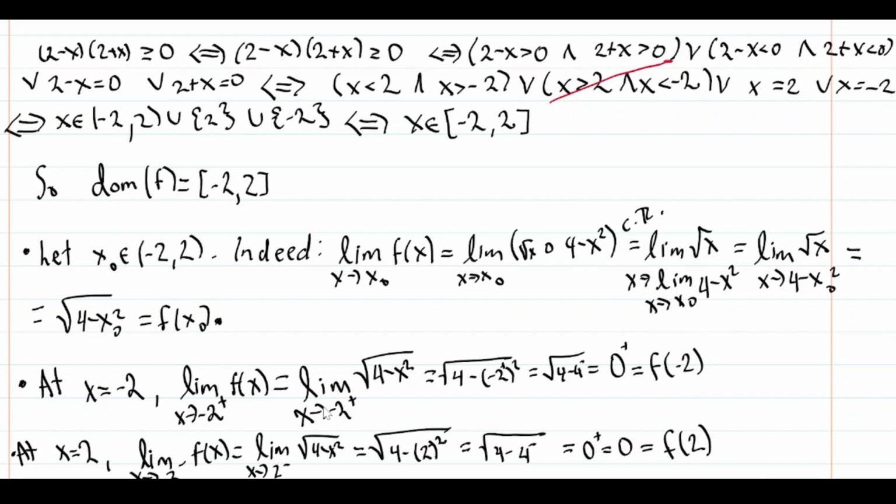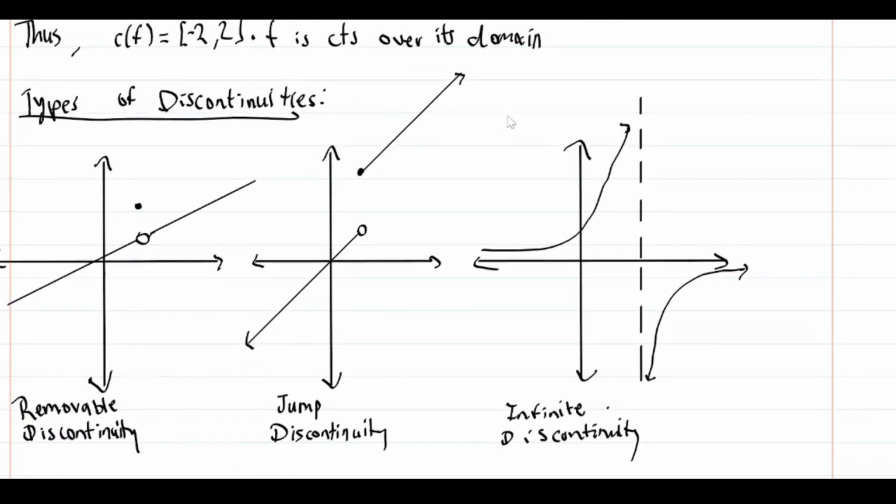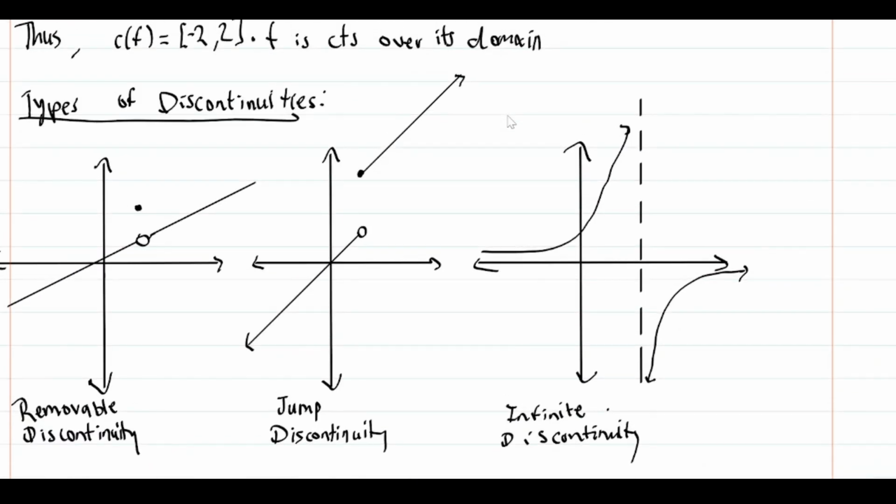But at x equals 2, the limit as x approaches 2 from the left of f of x is this. And of course, we plug that in. But the point is that the function is defined to the left of 2, which is 0, which is again f of 2. So back to our interval of continuity, we're going to get that the interval of continuity is minus 2 to 2 with brackets. So f is continuous over its domain. We already found our domain.